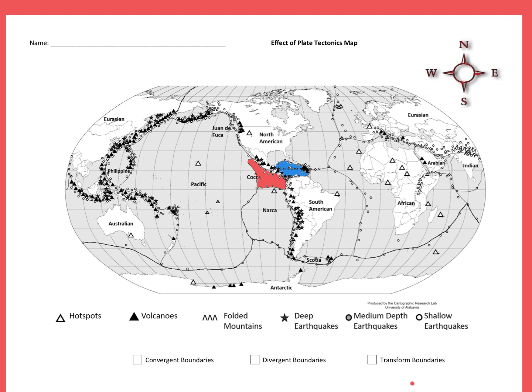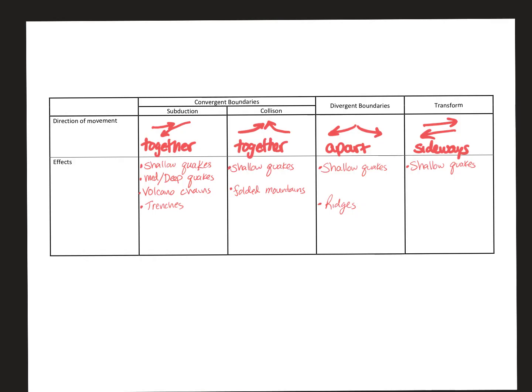To do that, we need to remember what's happening at the plate boundaries, because that's going to help us figure out first what kind of plate boundary it is, and that's going to help us figure out what direction each plate's moving. Let's remind ourselves what happens at each type of plate boundary.